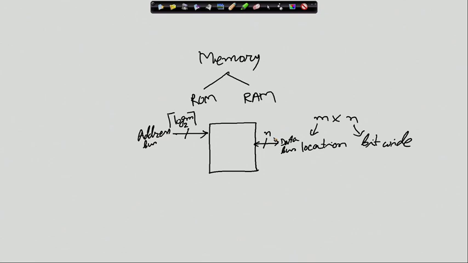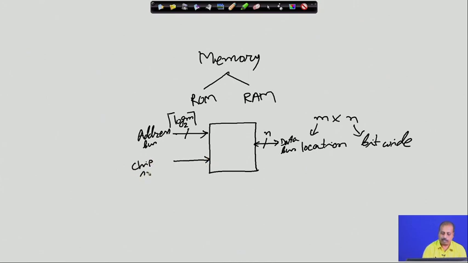Now, apart from that, there are some other controls that help us in connecting memory chips to the processor. One of the important lines is known as the chip select line. If this chip select line is disabled, then the memory does not put any output onto the data bus. The memory content will be available on the data bus only when the chip select line is enabled, and this may be active high or active low.